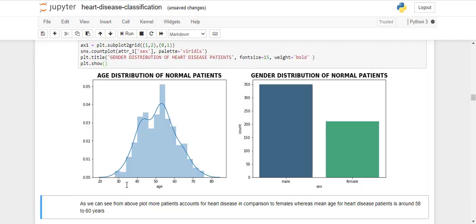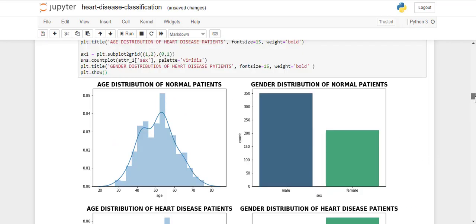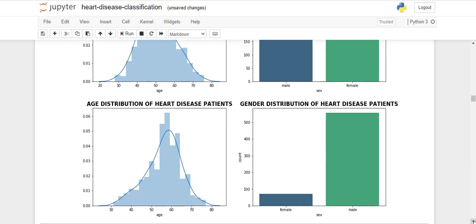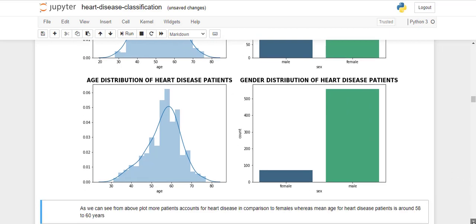So as we can see, normal patients have an age distribution around 53, and most of the normal patients are male. Females are quite few in comparison to males. For heart disease patients, the age-wise distribution is around 50 to 60 years, which is quite on the higher side in comparison to normal patients. And when we compare the gender distribution of heart disease patients, males make up most of the heart disease patients in comparison to females. So this is the basic difference, and we get some intuition about age and gender.